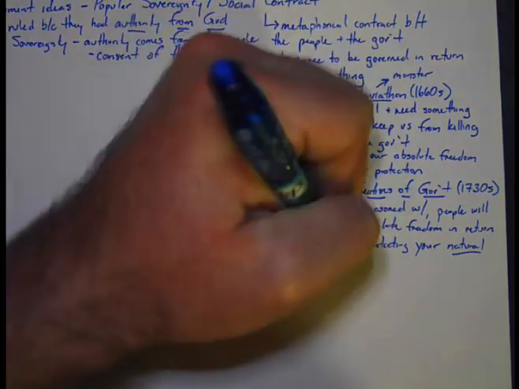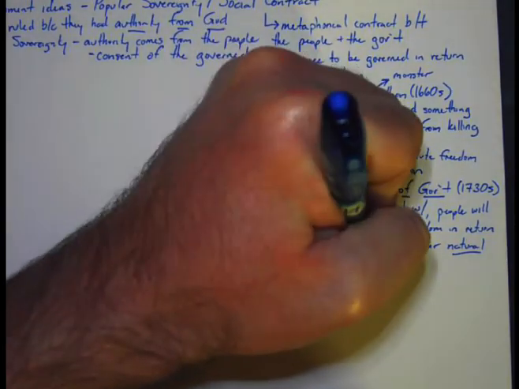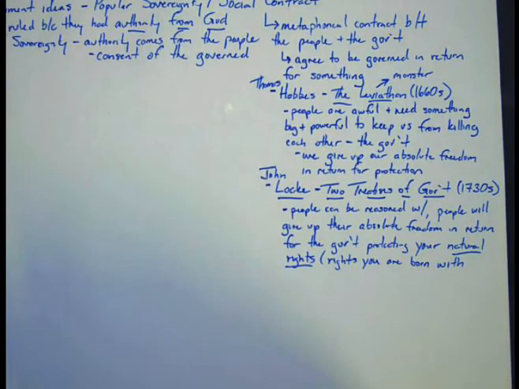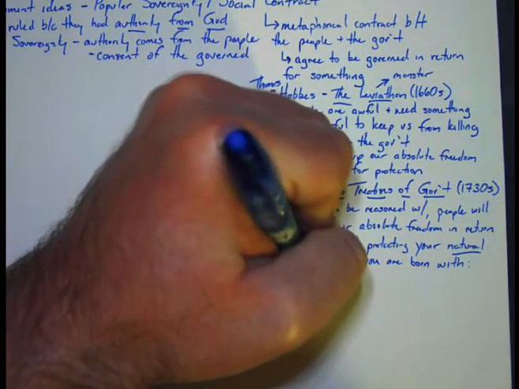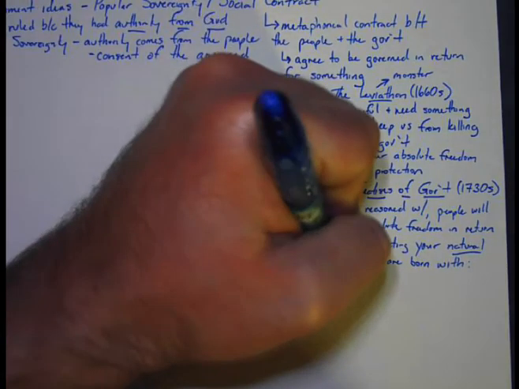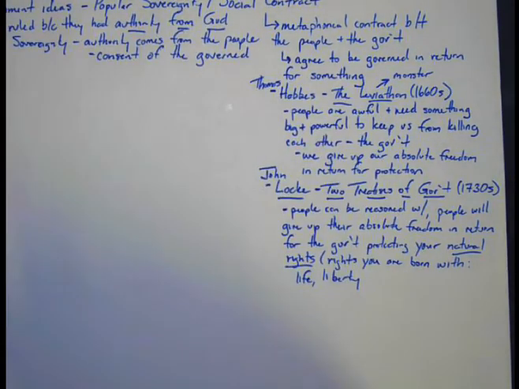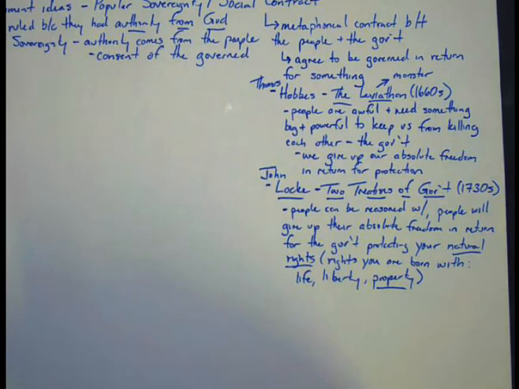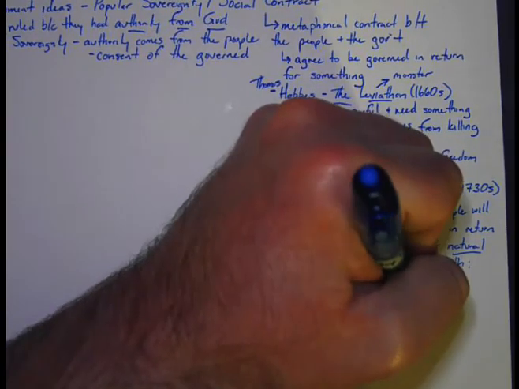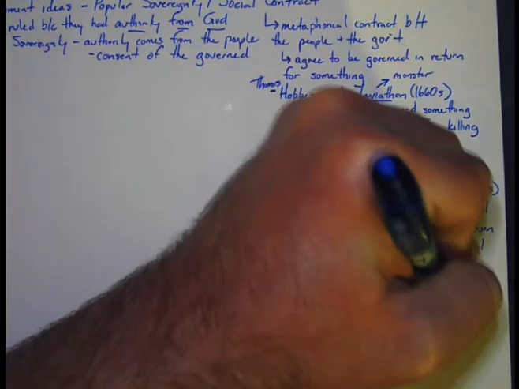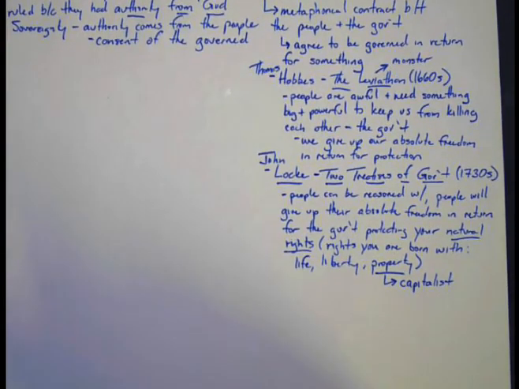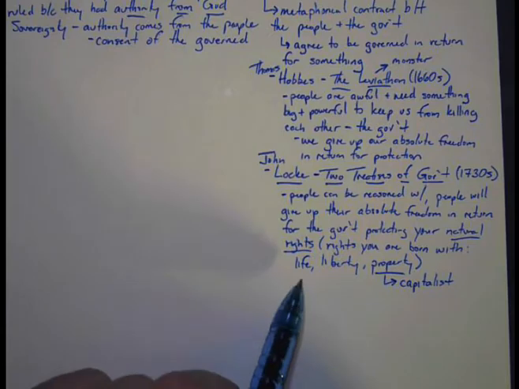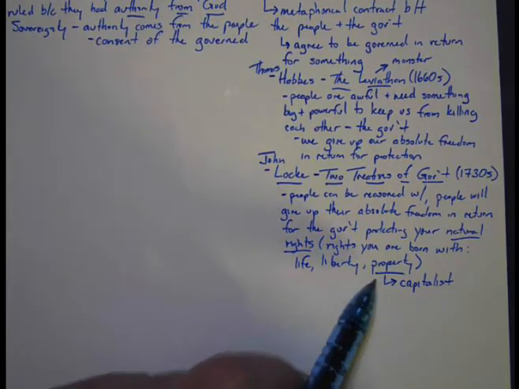Okay, what are natural rights? These are rights you are born with. And Locke names 3 of them. You have the right to live, you have the right to liberty, and you have the right to property. He specifically mentions property, which tells us that he is definitely a capitalist. So you give up your absolute freedoms. In return, the government will protect your right to live, your right to be free, and your right to own property.